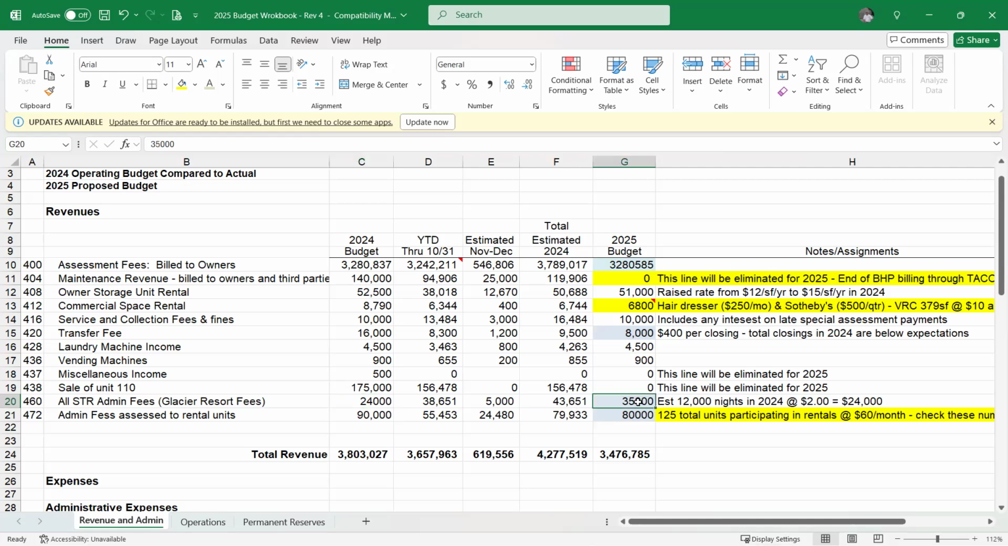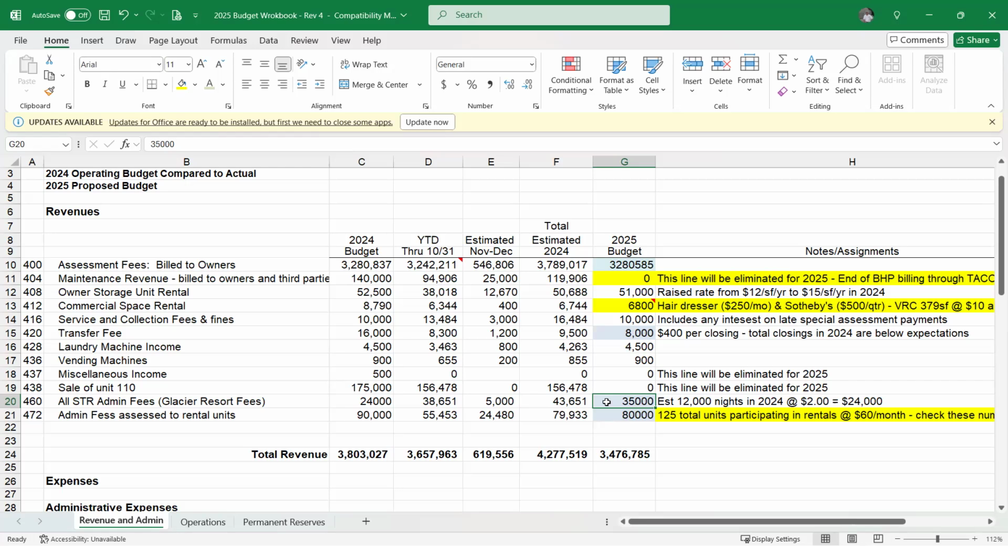I tossed this 35,000 number in there, trying to be conservative. But if it's realistic that we can continue to realize this kind of rental revenue, remember this 35,000 is just multiplying $2 times the number of room nights. So I mean, what is that? That's 17,000 room nights.